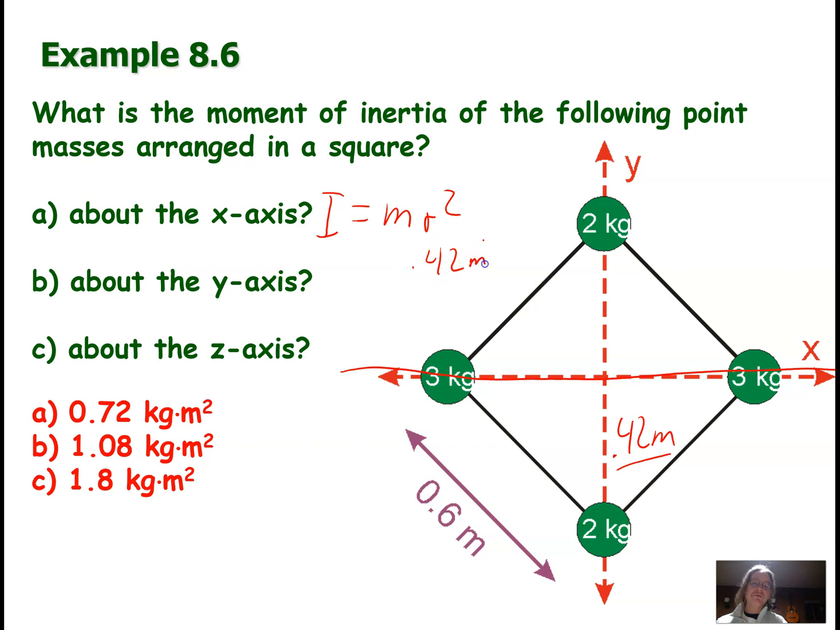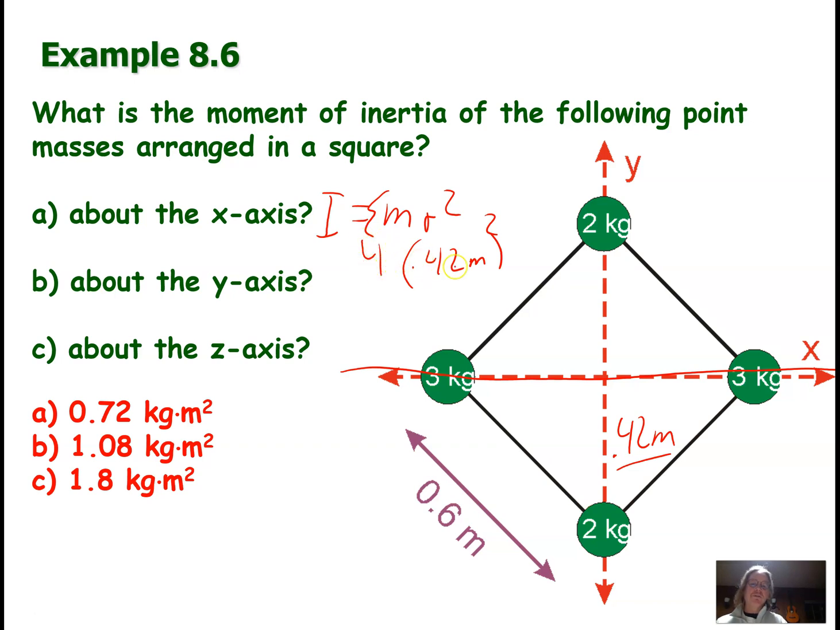For each one, for both of those. And since they're at the same distance, rather than doing 2 of these, when I sum all this stuff up, I just add the 2 masses together, so it's 4.